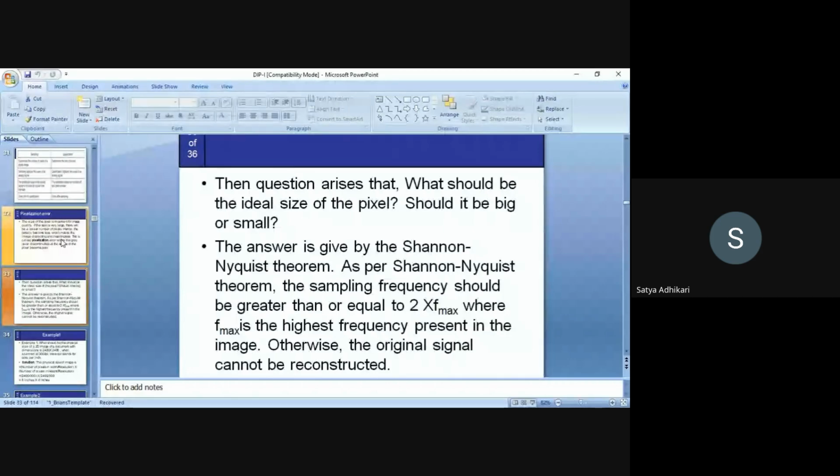Shannon-Nyquist theorem. There is a theorem known as Shannon-Nyquist. As per that theorem, the sampling frequency should be greater than or equal to 2 into f max. What is f max? The highest frequency present in the image. Highest frequency, highest amplitude value multiplied by 2. Otherwise, the original signal cannot be reconstructed. So the sampling frequency should be equal to 2 into f max.